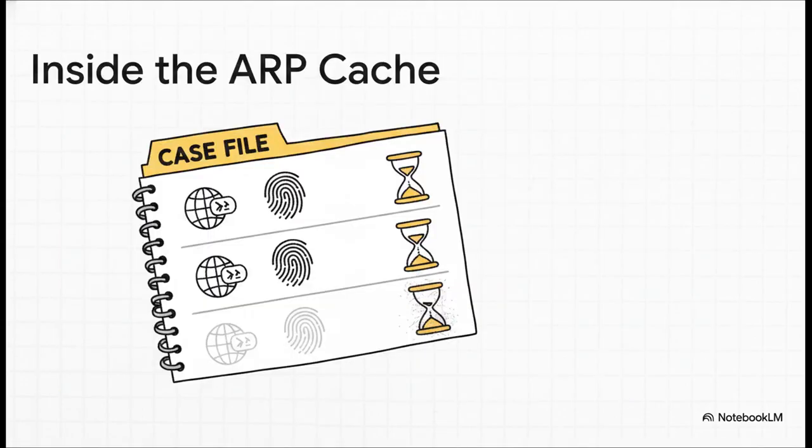So what's actually inside this case file? Well, obviously it stores the IP to MAC mapping, but look at that timeout value. This is really, really important. Devices can leave the network, or maybe their IP address changes. This timer acts like an expiration date on the information. It ensures that old entries get automatically deleted after a few minutes. This forces the device to occasionally send out a fresh ARP request, just to double-check and make sure its information is still accurate. It keeps the network up to date.